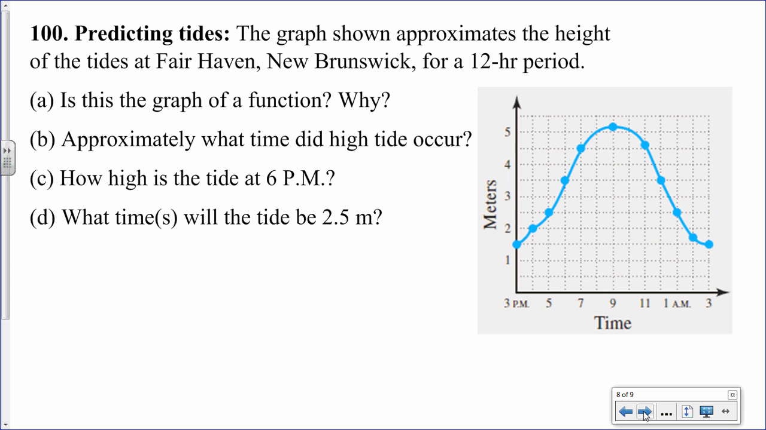All right, so we're going to interpret some more graphs, but this time based on a word problem. It's actually a little bit easier, I think, than not having the word problem. You can kind of tell your variables easier. All right, so we're talking about tides, so like in an ocean.